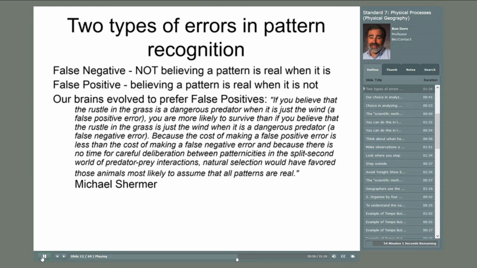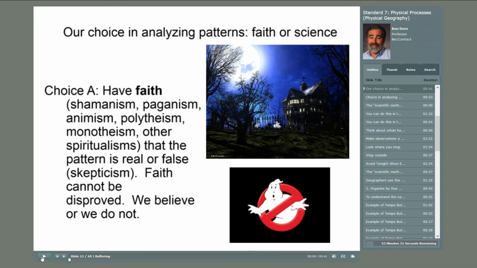Because the cost of making a false positive error is much less than the cost of being eaten by the predator in making a false negative error, and because there's no time for careful deliberation in our earlier stages of evolution between patternicities in the split-second world of predator-prey interactions, natural selection would have favored those animals and those humans most likely to assume that the patterns are real.